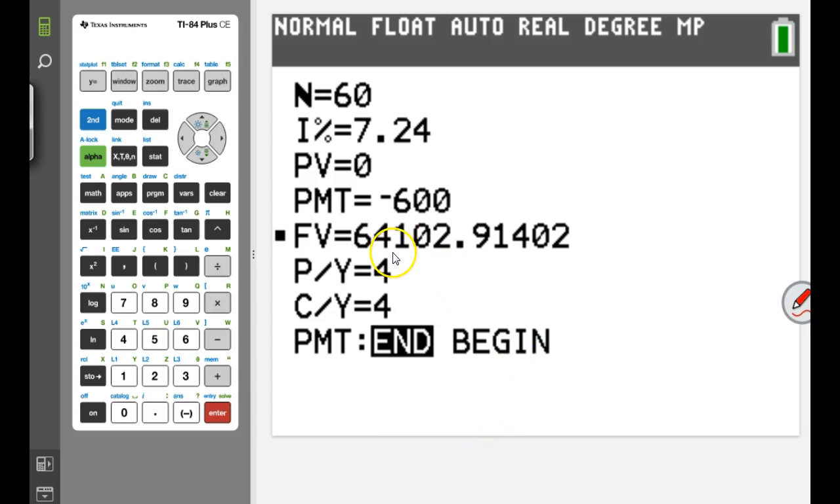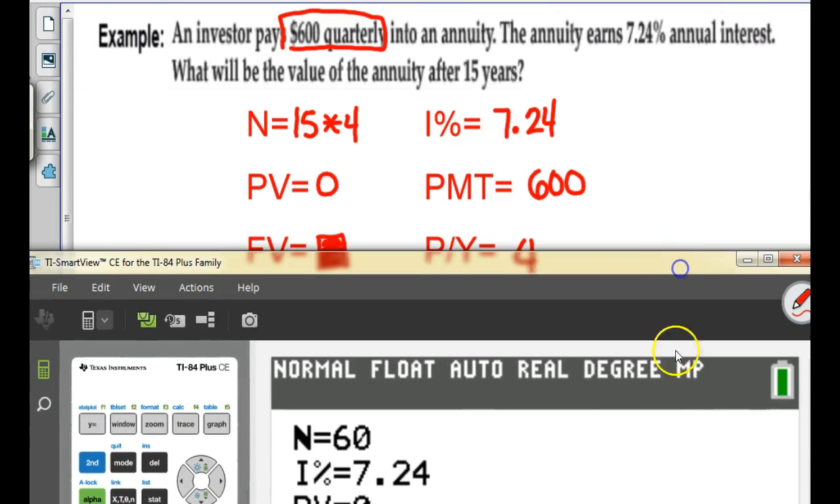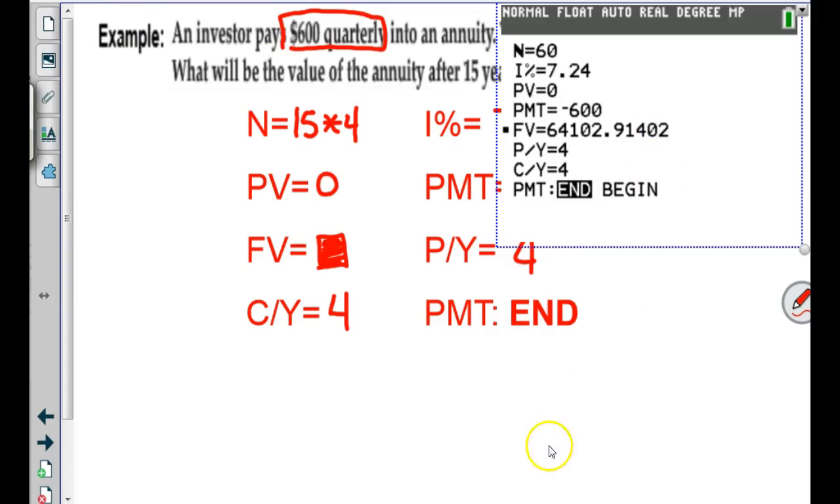The value that this person has is $64,102.91. Now, just humor me. Do you know how to get out of this on your calculator?